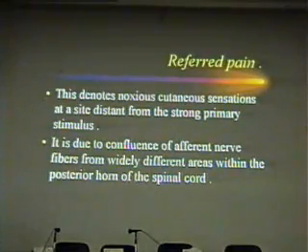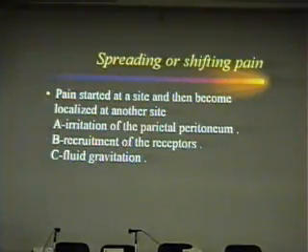We have also something called referred pain. This denotes noxious cutaneous sensation at a site distant from the strong primary stimulus. Sometimes we have a patient having acute cholecystitis and he is feeling the pain at the tip of his right shoulder. This is a referred pain. It is due to confluence of afferent nerve fibers from widely different areas within the posterior horn of the spinal cord.